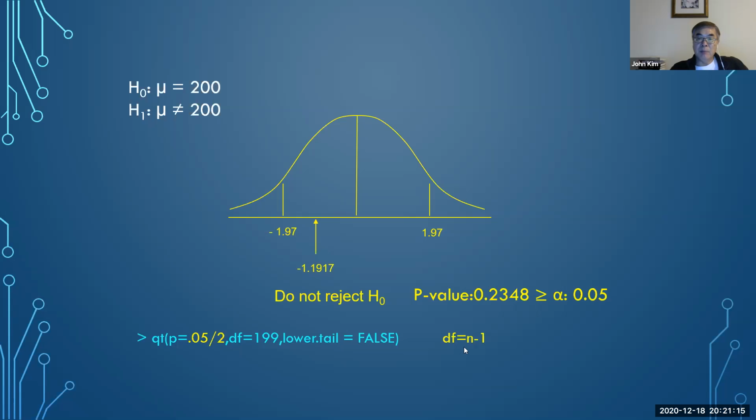df equals n minus 1. n is the 200 sample size. Earlier we looked at the data set, and the data size is 200. So df for this test is 199, 200 minus 1. And then this one is a two-tail test. So we need the lower tail, no, false.